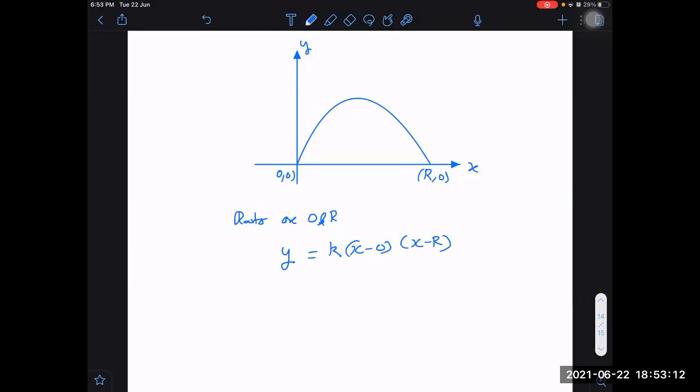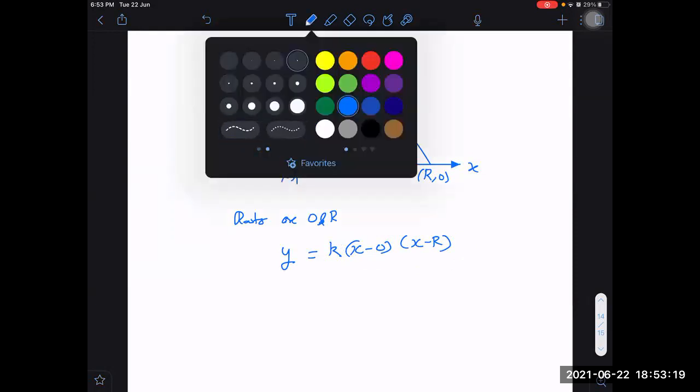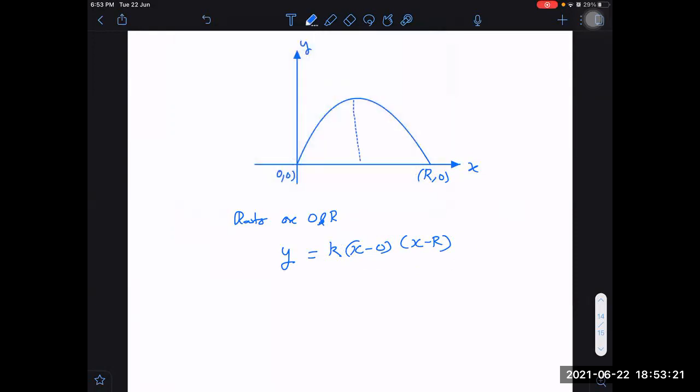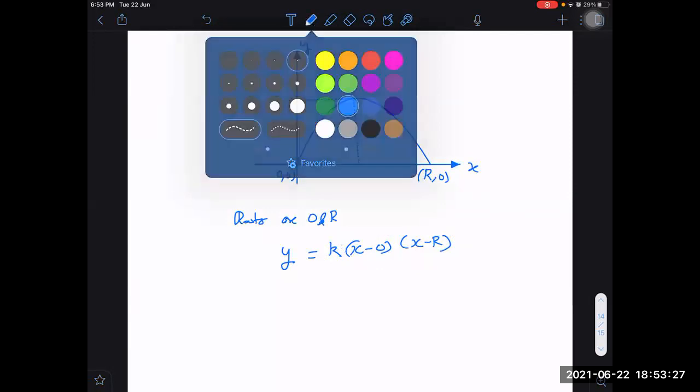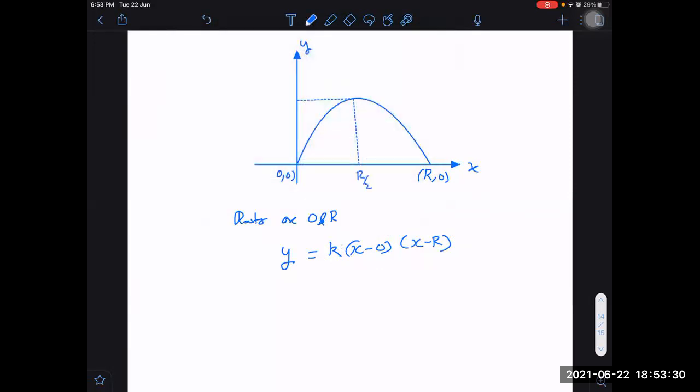How to determine k? Substitute at least one more point. I need to give you one more point, maximum height. Let me give you the maximum height. The maximum height will be at range by 2, that is, at r by 2, correct.